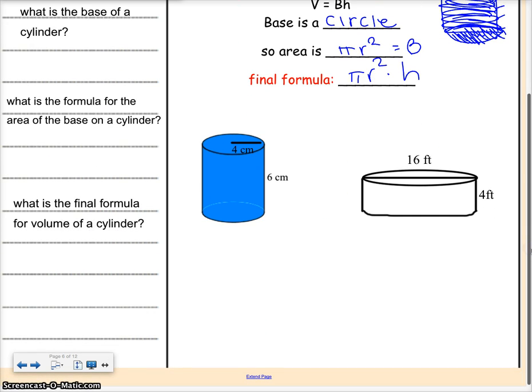Okay. Notice that my second one looks different than yours. I want you to take a minute and modify your second one.